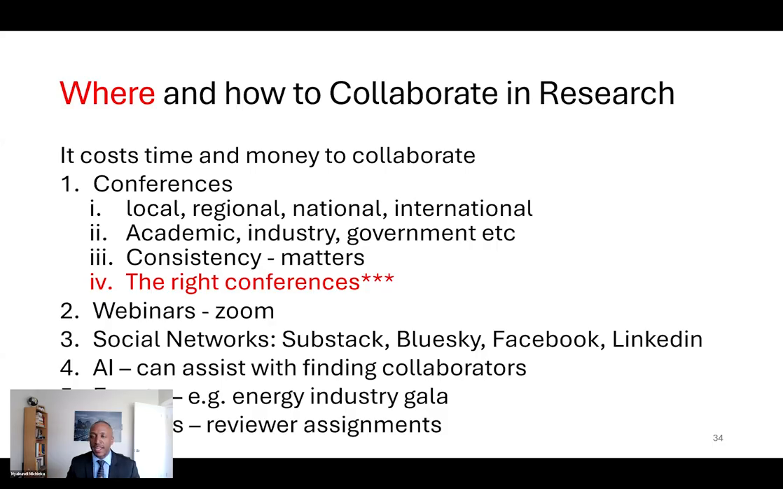Conferences are amazing, right? There are local conferences, there are regional conferences, national, international. If you can afford those, that's amazing. Or you can get some resources or find a way to attend those. And the conferences are of different types. The academic, industry, there are mixed, you have government. All those are really, really interesting and great to work with. And then consistency matters, right?